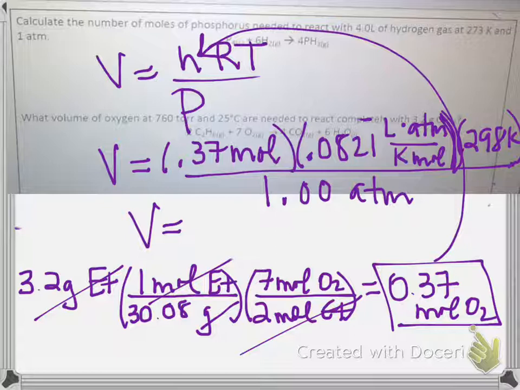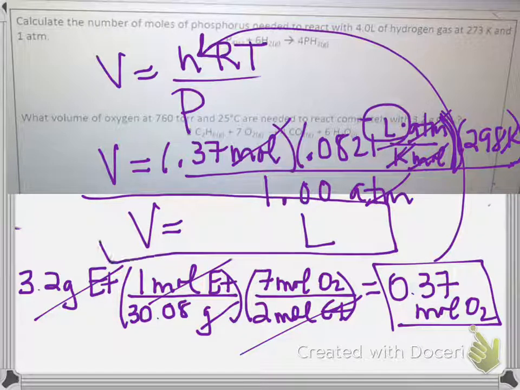All right, so we're going to solve here. We've got a mole on top, a mole on bottom. We've got a Kelvin on bottom, a Kelvin on top. Atmosphere divided by atmosphere. So we're going to be left with liters, which is what we want, because volume should be in liters. So I've got 0.37 times 0.0821 times 298, all divided by 1.